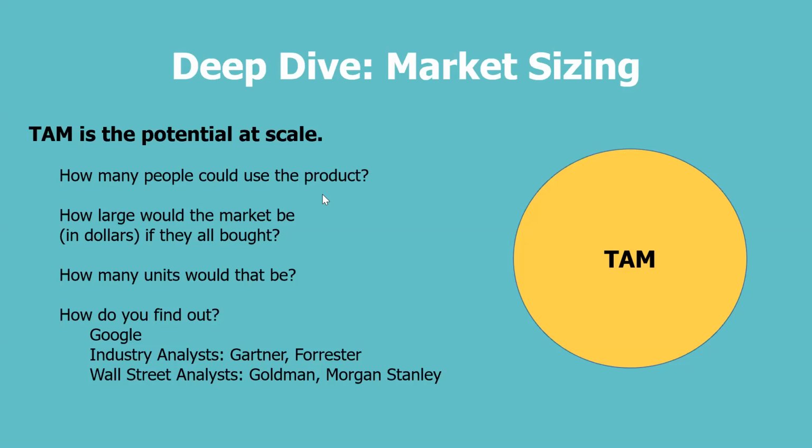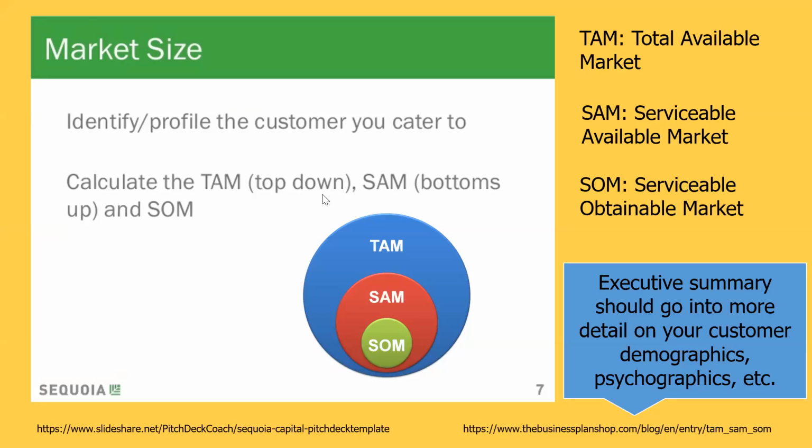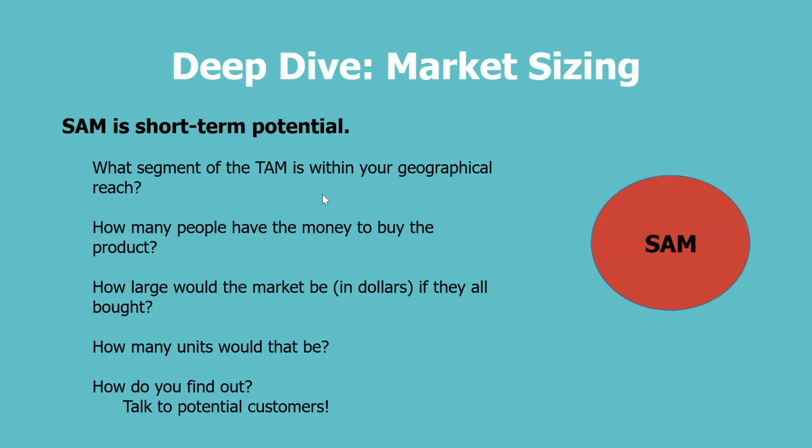And so that's really where you can't ignore the total available market when you're thinking about it. Because like I said before, you want to think about this like a pie. So that's really where you're starting. And then you're going into your serviceable available market. And this is short-term potential. So think about year 2, year 3. Year 1 is going to be those first adopters, but where are you going to be in year 2 and 3? And what segment of the TAM is often a question of geographical reach.